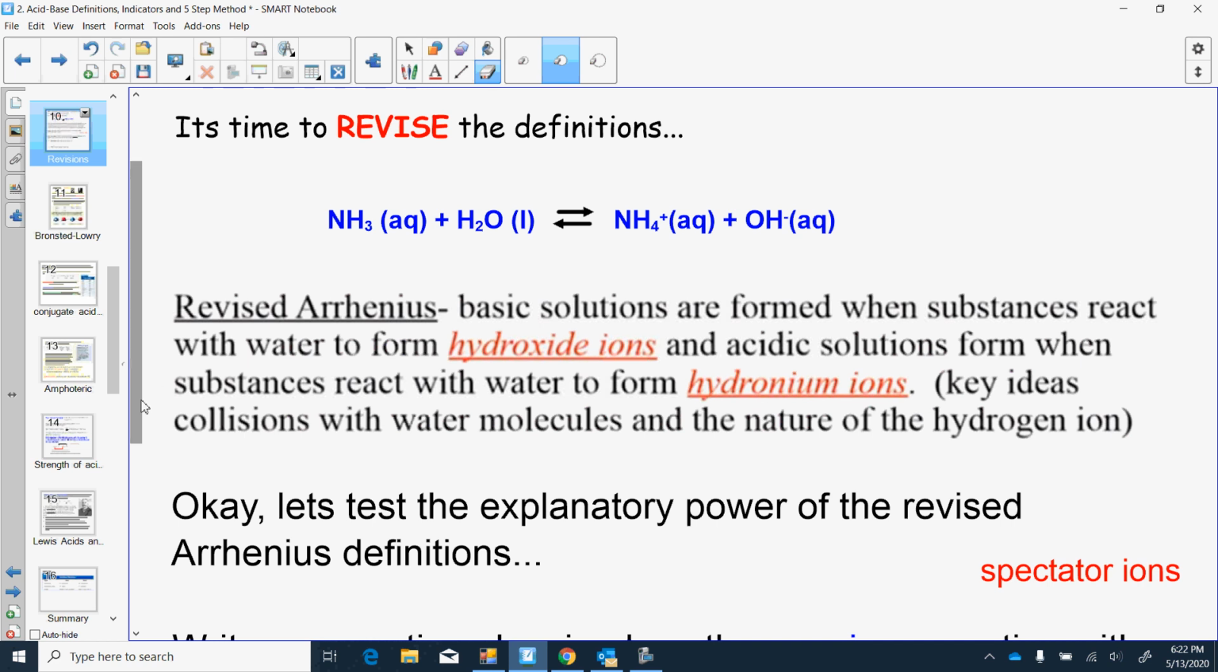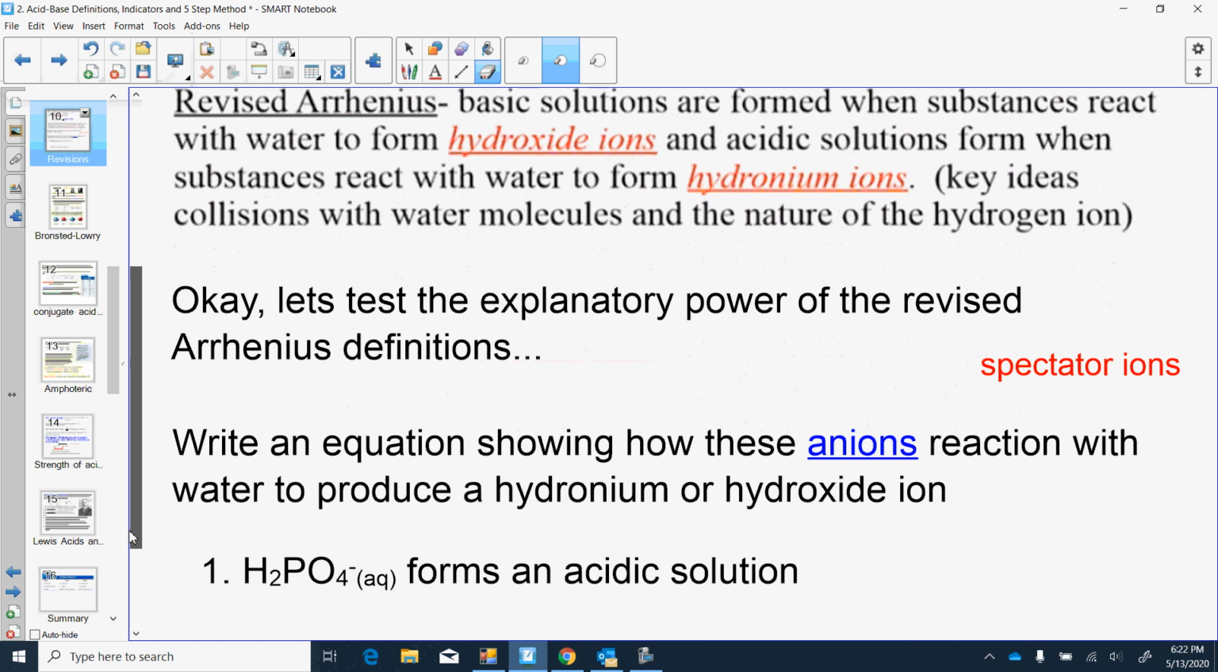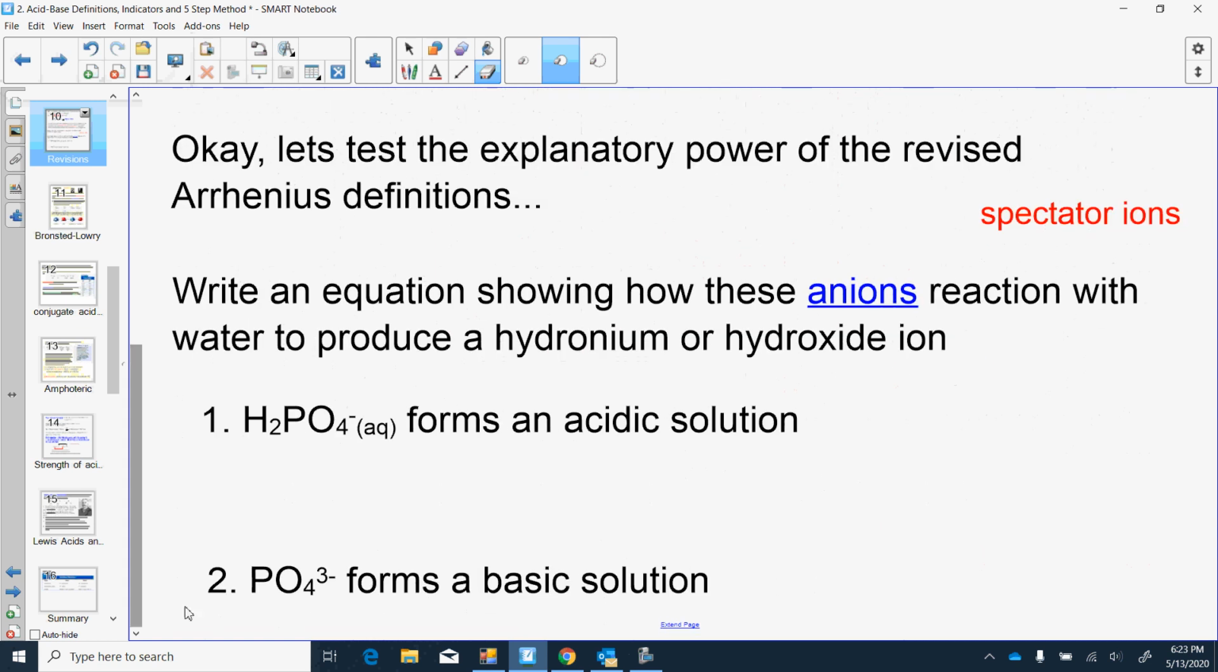So just to finish off, and I know I'm running out of time, but I want to make sure you're okay to start your assignment. This is my last thing. Sometimes we're asked to write out some equations, so I wanted to do a couple with you because I've asked you to do a couple on your assignment. Let's test the explanatory power of the revived Arrhenius definition. So let's try this. Write an equation showing how these anions react with water to produce a hydronium or a hydroxide ion. So how is this going to create an acidic solution?